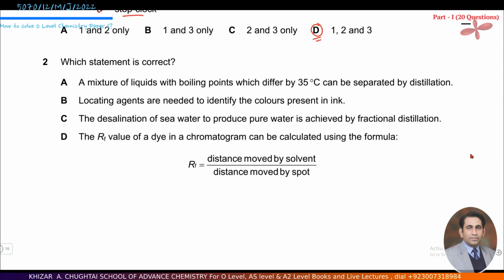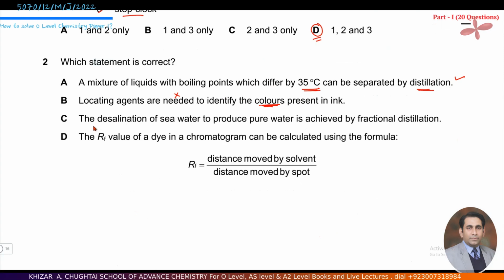Question number 2. Which statement is correct? A mixture of liquids with boiling points which differ by 35 degrees Celsius can be separated by distillation. I think it's correct. However, let me check the other options. Locating agents are needed to identify the colors present in the ink. No. Locating agents are not needed for colored substances, they are required for non-colored substances.